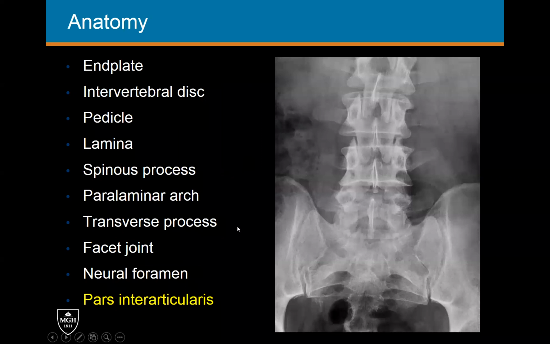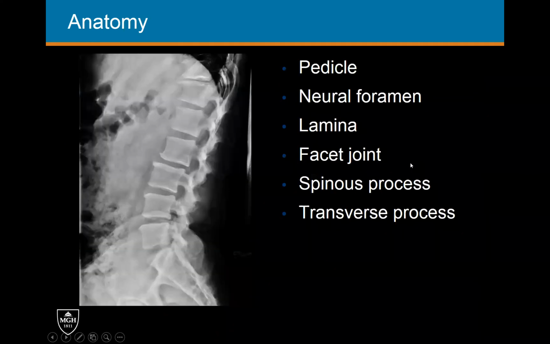And then, of course, the pars interarticularis, which is here in the space between the two facet joints at the two different levels. And here, the neck of the Scotty dog is where the pars interarticularis fractures are. All right, and then real quickly on the lateral, I'm just going to run through this.